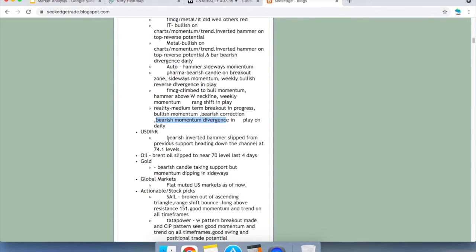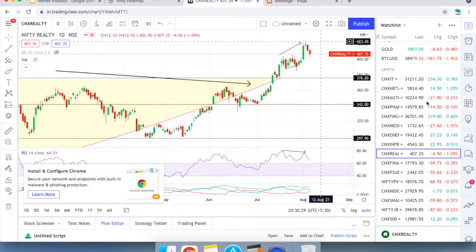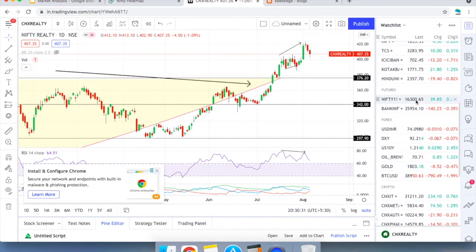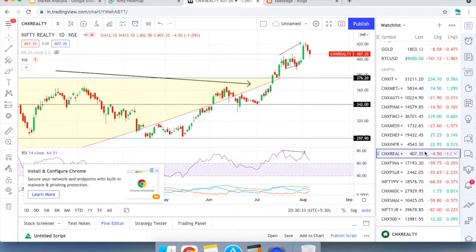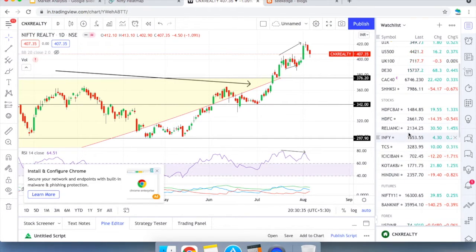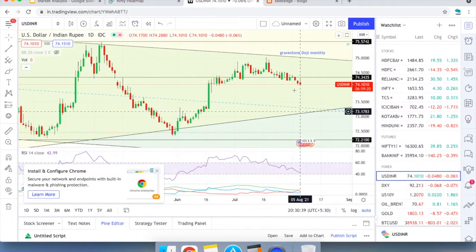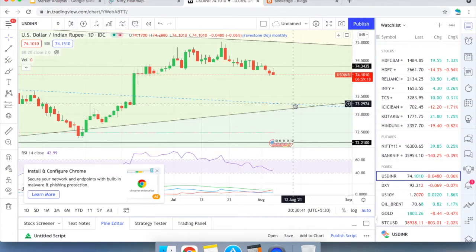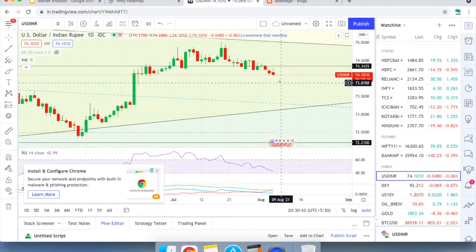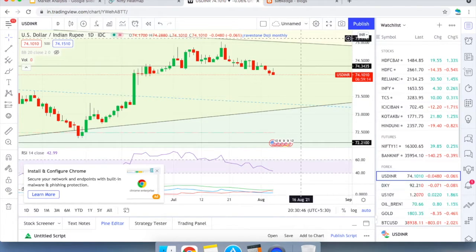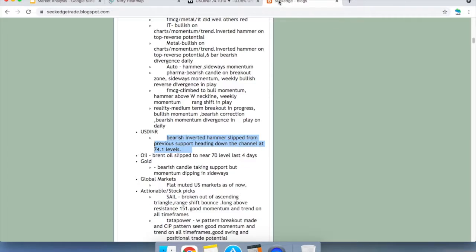And USD INR has got an inverted candle. It has corrected. Correction is happening. 74.1 is what it closed. And let's go and see what USD INR is doing. Yeah, so it has slipped off the support zone and it is an inverted hammer, which looks like it is heading south, right? Means going down, right?